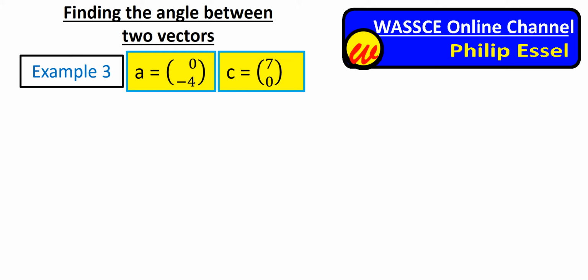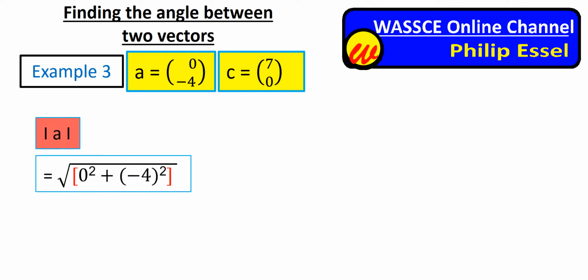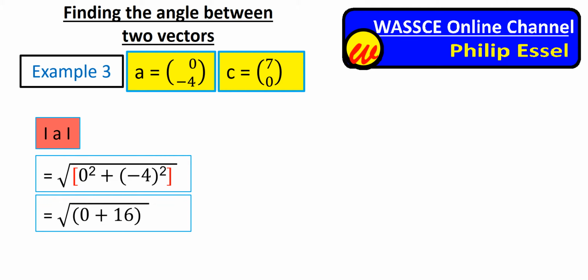Let's first find the magnitude of the vector A. The magnitude of the vector A is equal to the square root of (0² + (-4)²). And please note here that we are squaring the whole of the negative 4, not just 4. This will give us the square root of (0 + 16), and this will give us 4.